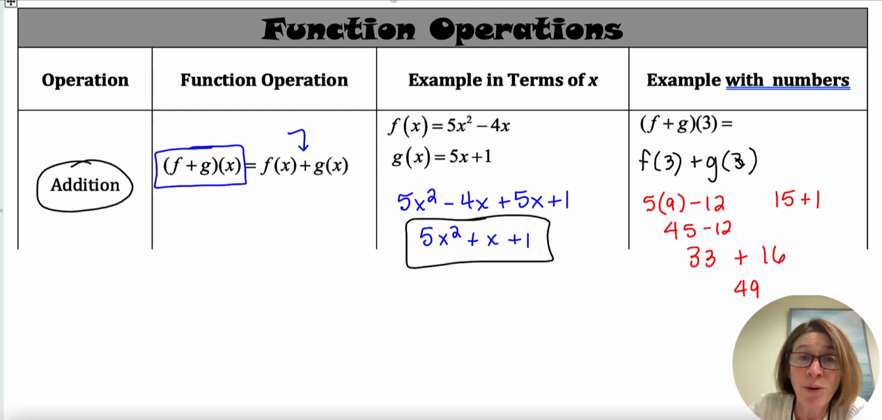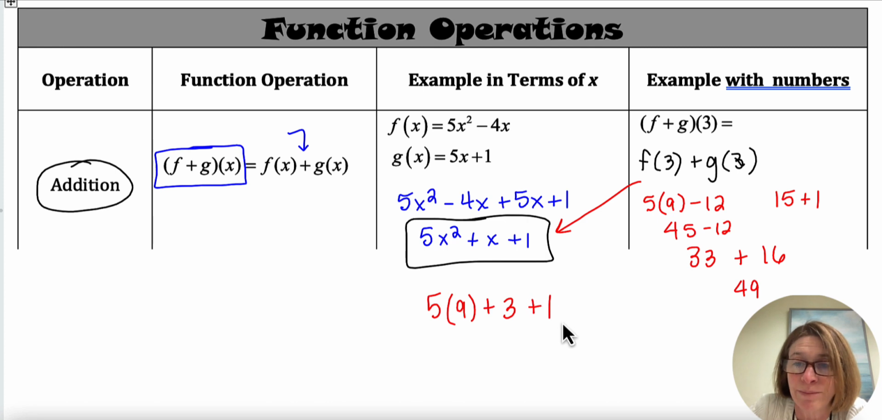All right, if I do it the other way, let's see. If I evaluate it after I add them together and just do f plus g of 3, so add the functions, and that would be 5 times 9 plus 3 plus 1, which is 45 plus 4, which is 49. So either way it'll work.